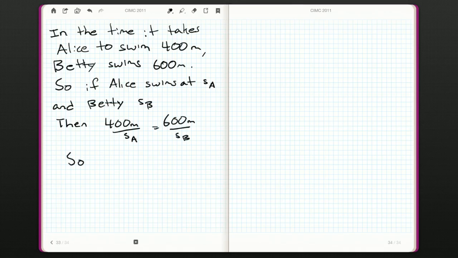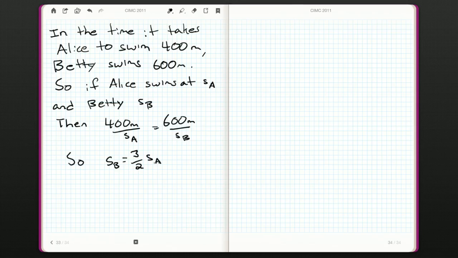So we can rearrange these, bring the SB over to one side, SA over to the other side, and in the end we're going to be able to see that SB is 3/2 the speed of SA. So Betty swims 1.5 times faster than Alice. That's something we can at least say at this point.